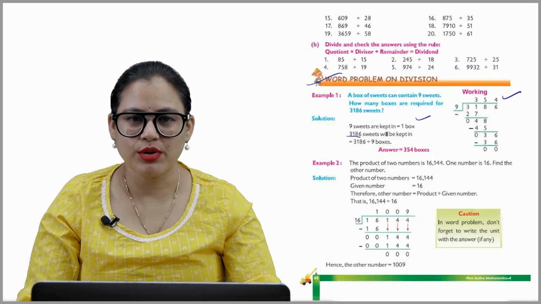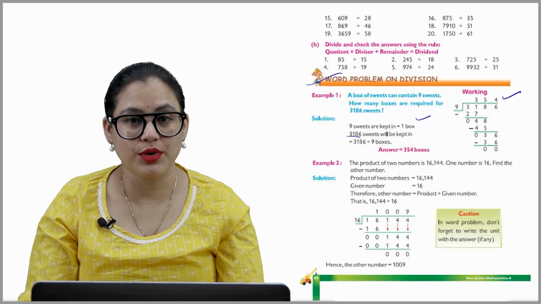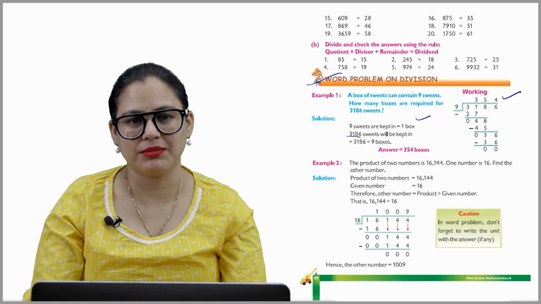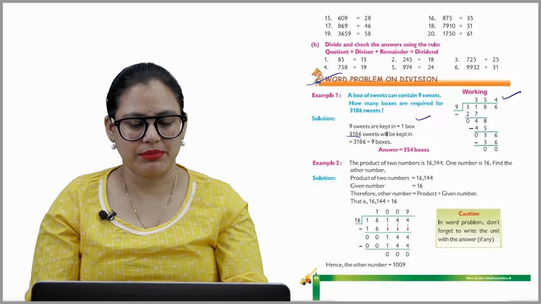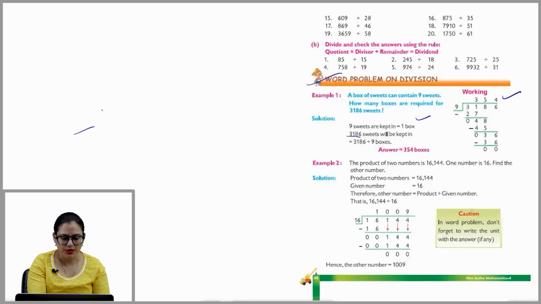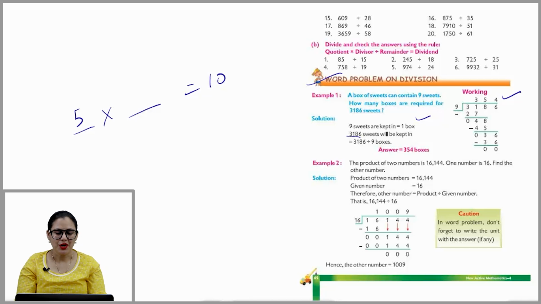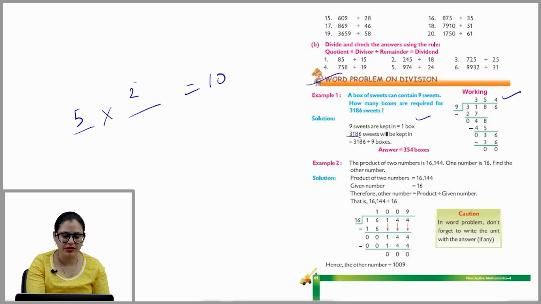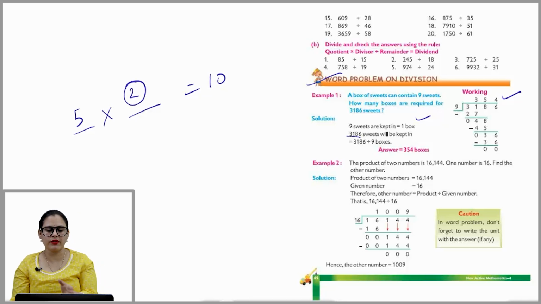Example 2. The product of two numbers is 16,144. One number is 16, find the other number. Let's take a simple example. For example, the product of two numbers is 10. One of the numbers is 5. What will be the other number? You can easily do it. You will say this number is 2, because 5 into 2 is 10.